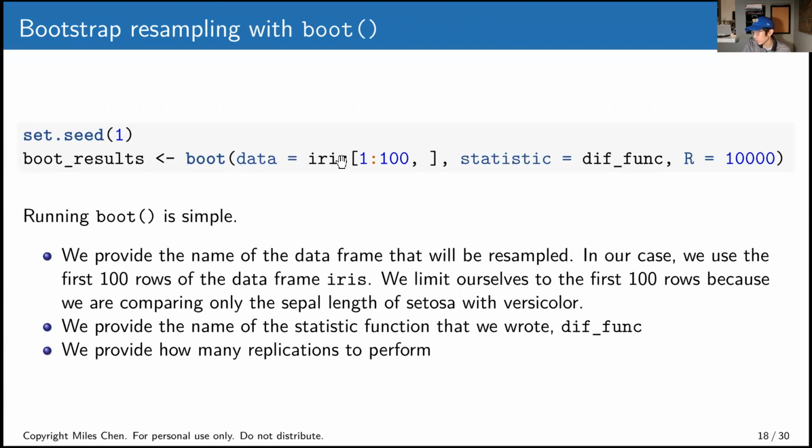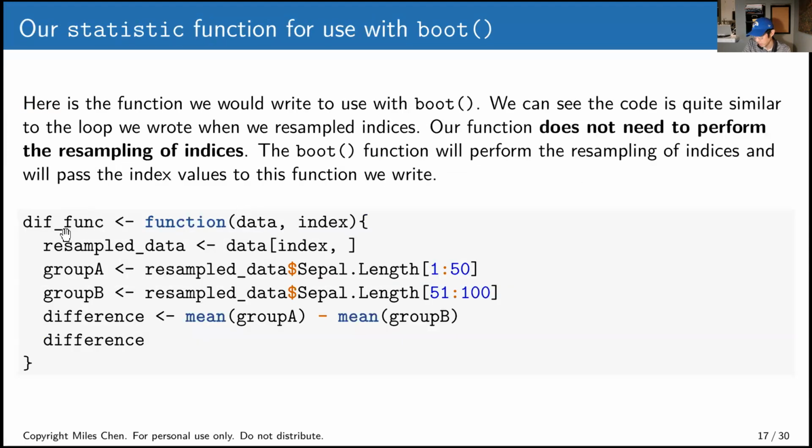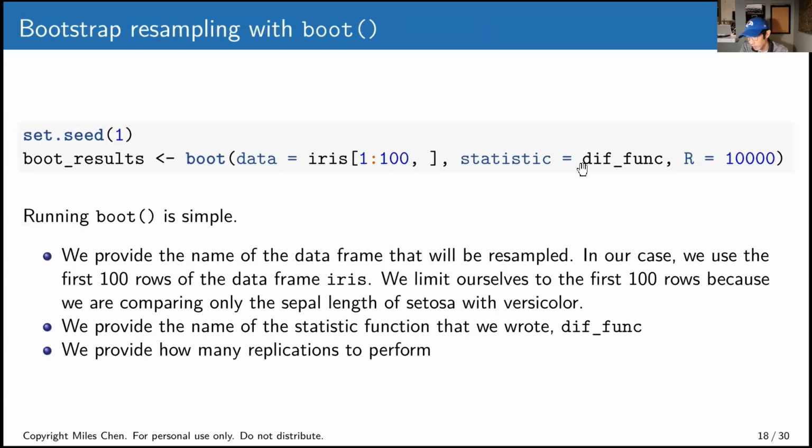The data that we're interested in is the first 100 rows of the iris data set, because we're only comparing setosa versus versicolor. We're only looking at those two species, so just the first 100 rows. The statistic that we want to calculate is going to be determined by this difference function that we've written here. That's the statistic we're going to be calculating. And then we're going to ask for 10,000 replications. So this is what we do. We're going to run this and store all of the results in boot_results.